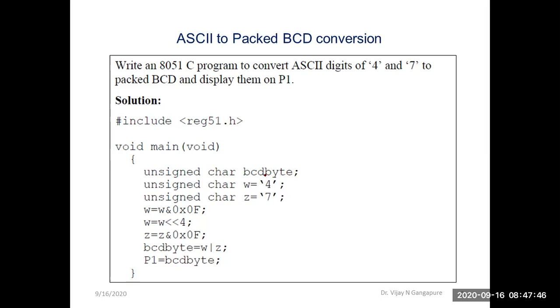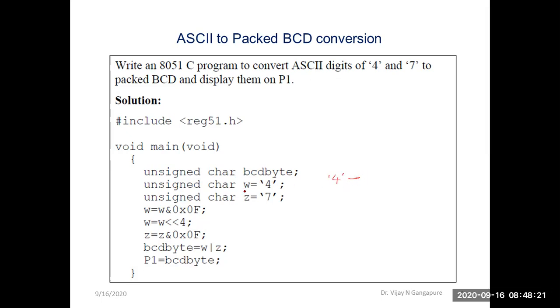or 00H to FFH in hexadecimal, or in binary 00000000 to 11111111. So this is the BCD byte variable of unsigned char. Then the next is also a declaration statement. I am declaring W as an unsigned char variable, and W is equal to '4' in single quotes, semicolon. A single quote around 4 means it is representing a single character.